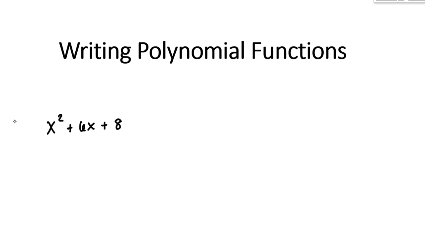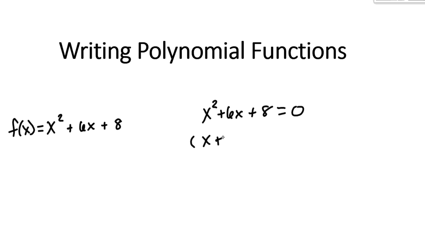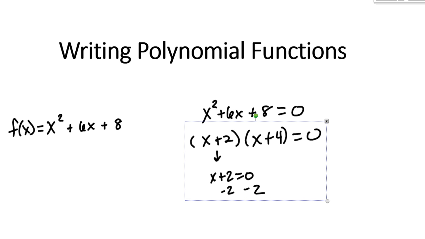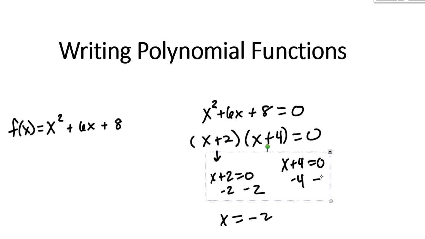So let's say I had this function and I asked you to find the zeros. That means you have to solve this equation. This is a quadratic that factors quite easily. Two polynomials like that. That means we set each one equal to 0. I get x equals -2. This one is x equals -4.